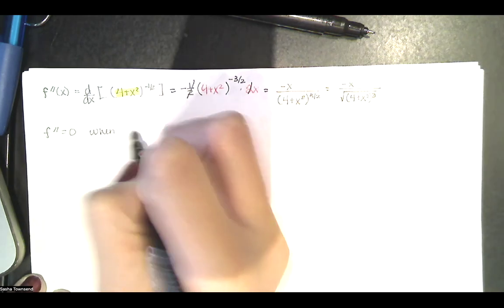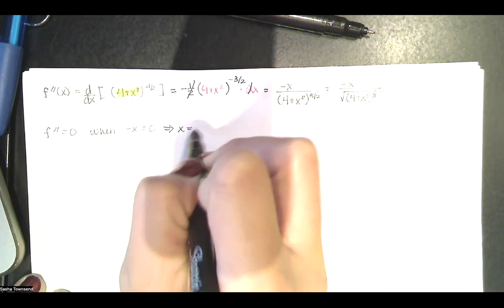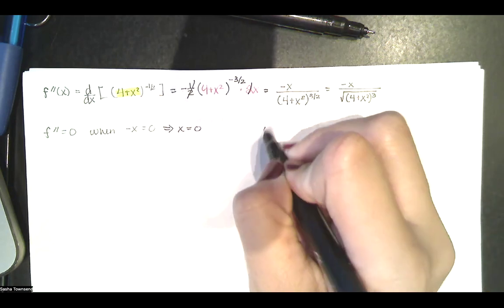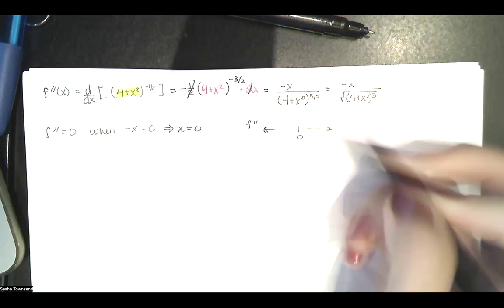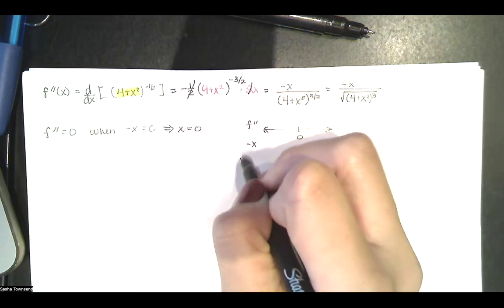So f double prime is 0 when the numerator is 0, which means that x equals 0. So that is a potential point of inflection. And if we make a sign chart for f double prime with the only potential point of inflection on it, we see that we've got negative x divided by this.